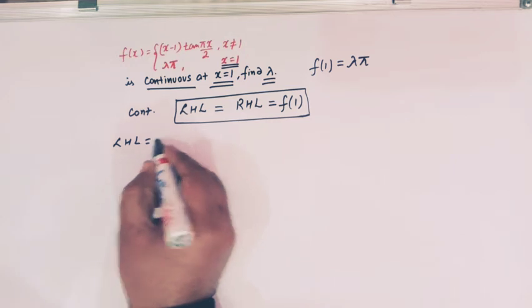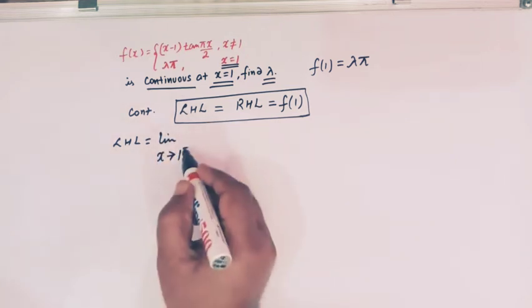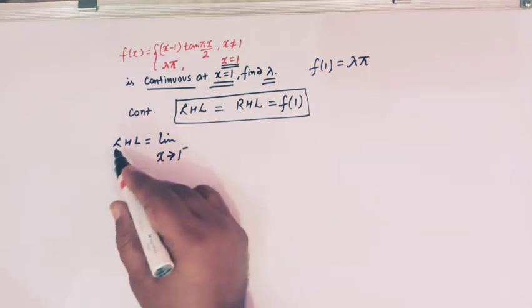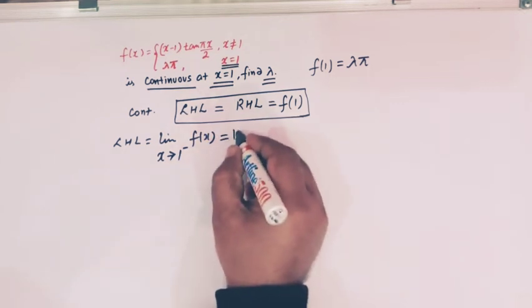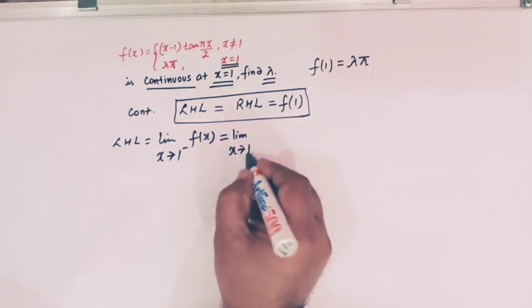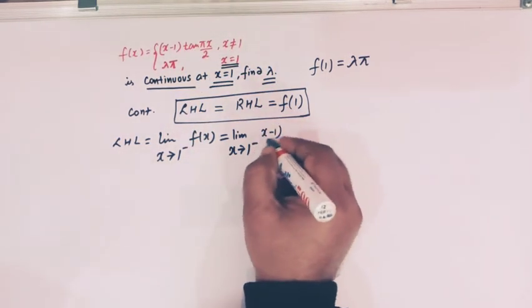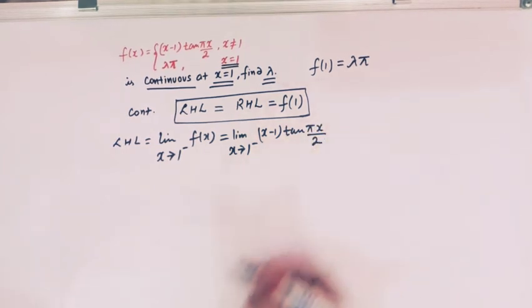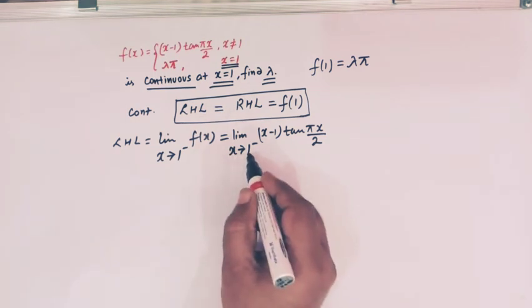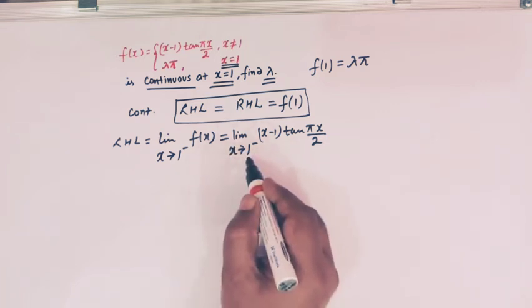Now LHL is equal to the limit as x tends to 1 minus, where the negative sign indicates that we are finding the left hand limit, of f(x). So this is the limit as x tends to 1 minus of (x - 1) tan(πx/2). Here x is approaching 1 from the left hand side, that is for all values of x which are less than 1.